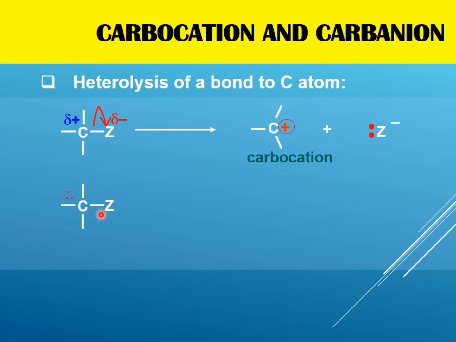And when C is more electronegative than the Z atom, when the single bond breaks, both electrons are given to the carbon atom. So the carbon atom will become a negative ion, which is known as a carbanion, and we have the Z cation.